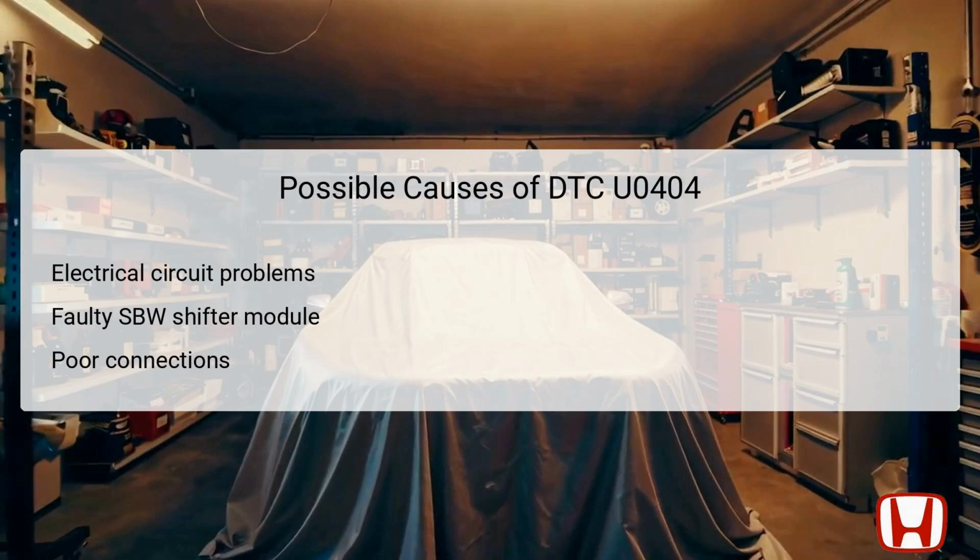Understanding the possible causes of DTC U0404 is crucial for effective troubleshooting. Firstly, this code is fundamentally tied to electrical circuit problems, indicating that there may be broken or shorted wires affecting communication. Next, a faulty SBW shifter control module could lead to incorrect data being relayed or processed.